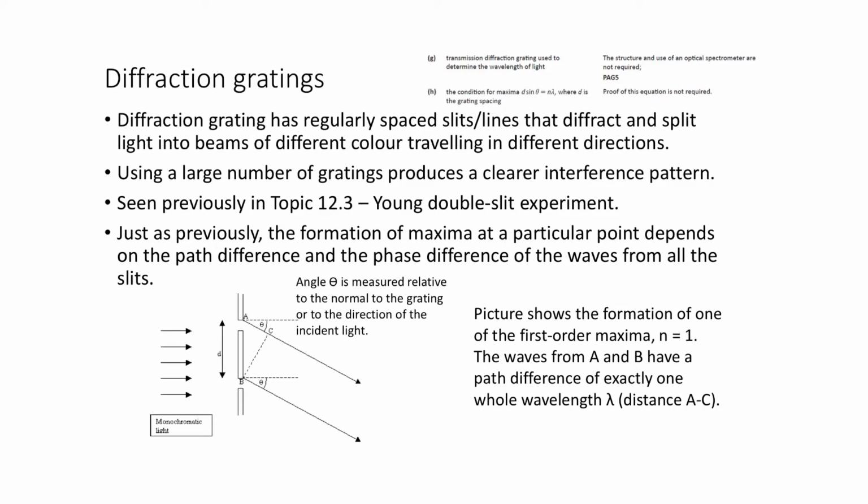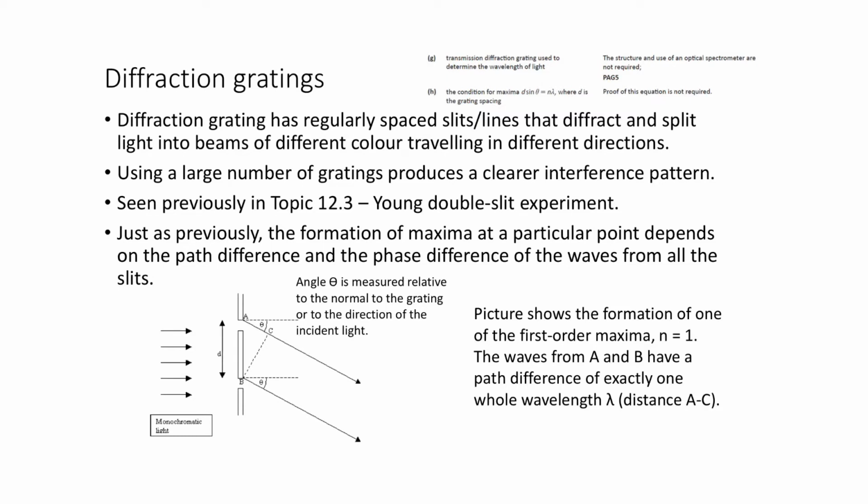So a diffraction grating has regularly spaced slits or lines that diffract and split light into beams of different colour, travelling in different directions. As I've said, using a large number of slits produces a clearer interference pattern, so that's why it's slightly better than the Young's double slit. But you have last seen a different equation. Now I believe you saw d sin θ = nλ when you looked at Young's double slit, but we'll certainly be looking at that in a bit more detail shortly.